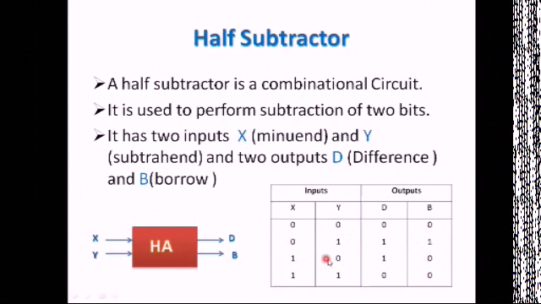Next is 1 minus 0. 1 minus 0 gives the output difference as 1 and the borrow is 0. Next is 1 minus 1. 1 minus 1 means difference is 0 and the borrow is 0. So here in half subtractor we have seen there are 2 inputs and 2 outputs. 2 inputs are X and Y and 2 outputs are D and B. And we have seen the logic diagram and also the truth table.